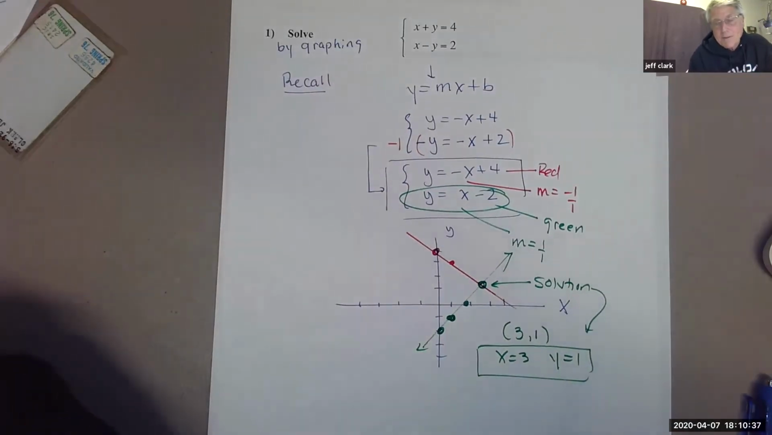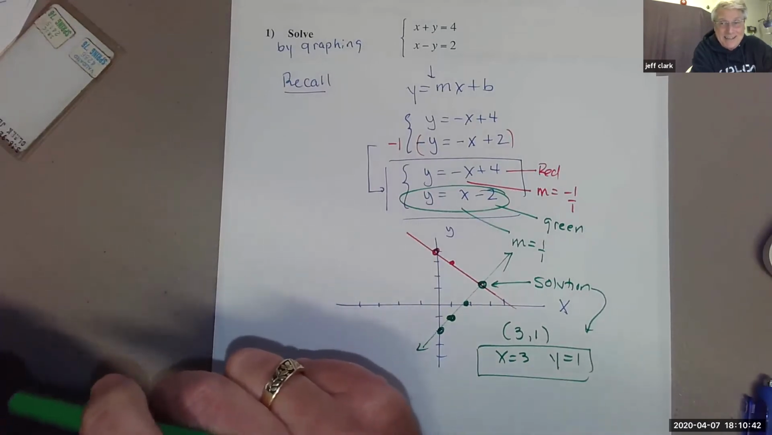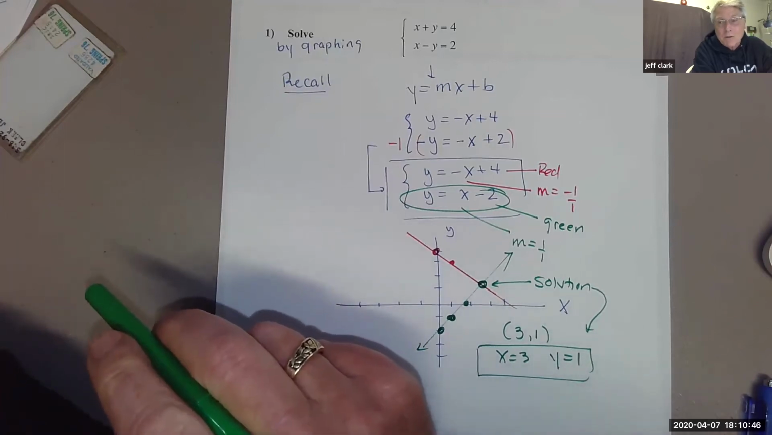The whole point of that one is to make sure you do your graphing on a really nice grid. Then I wouldn't have to really guess, and I'd probably figure it out quickly.